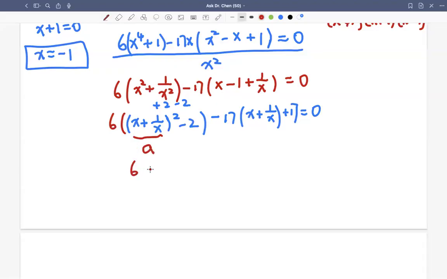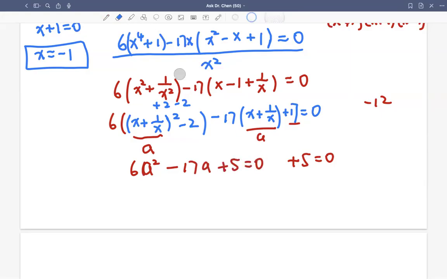You see we have 6a squared. Then 6 times negative 2, that's negative 12. Negative 12 plus 17, so we're changing this 17 to be plus 5. So we have 6a squared minus 17a plus 5 equals 0. Let me erase this.